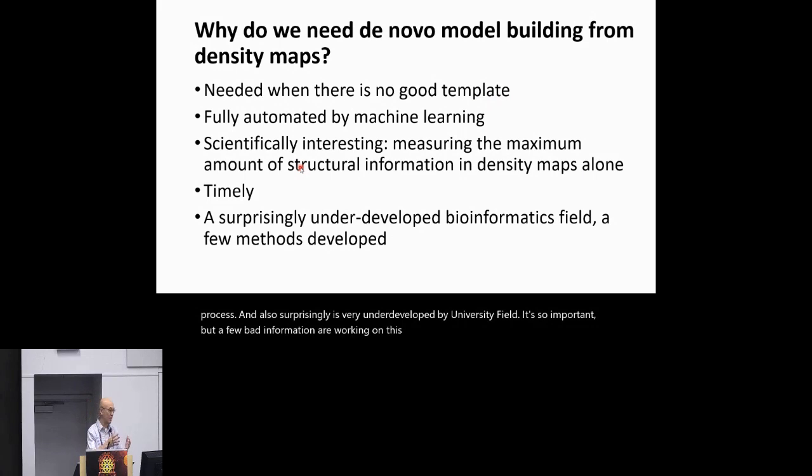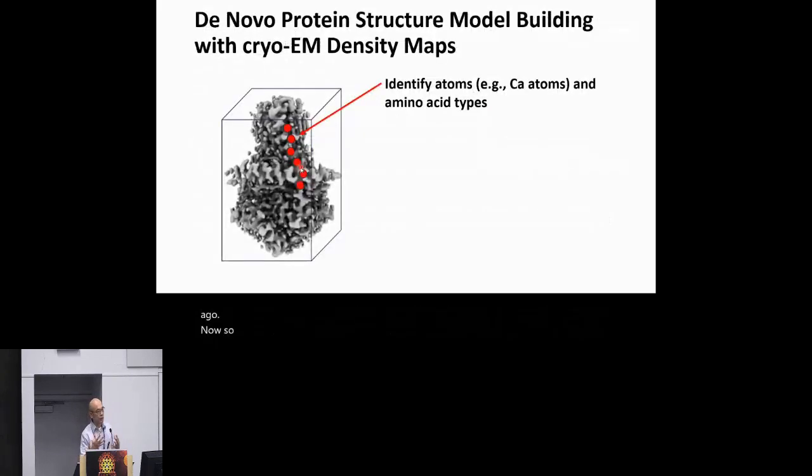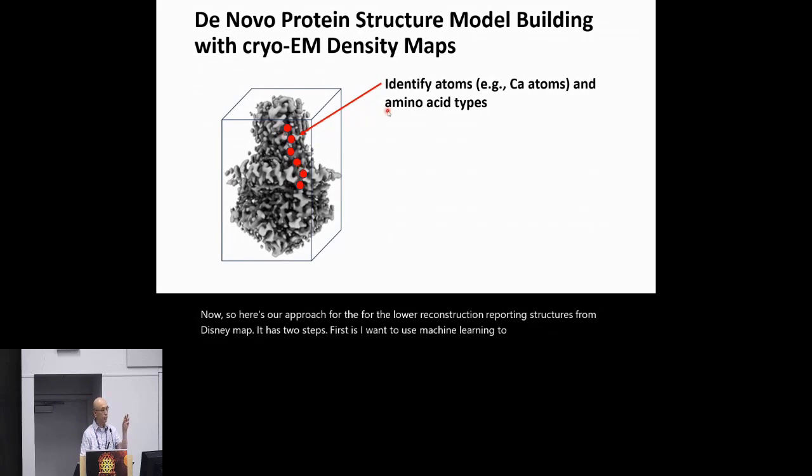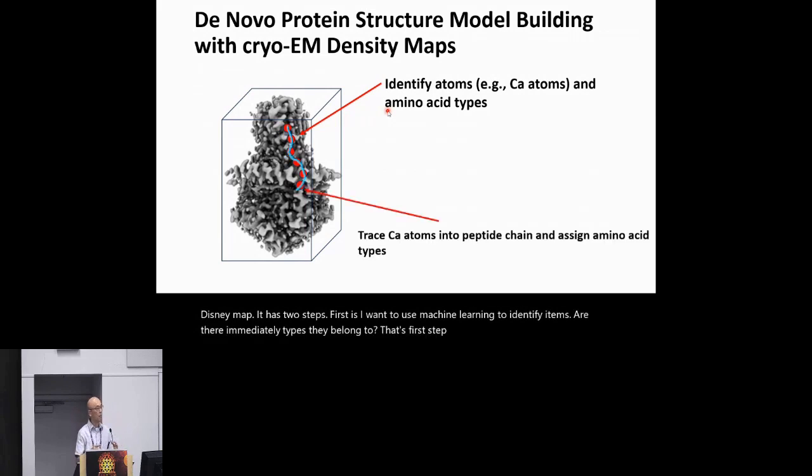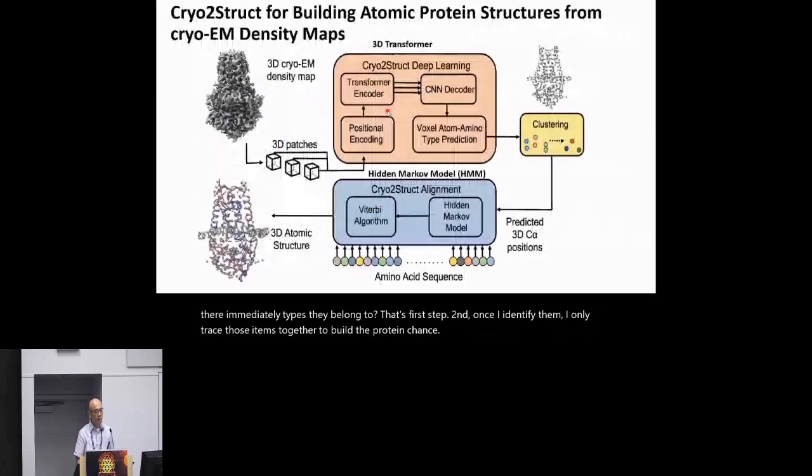We just started working on this 7 years ago. Now, here's our approach for the de novo reconstruction of the protein structures from density maps. It has 2 steps. First, I want to use machine learning to identify atoms and the amino acid types they belong to. Second, once I identify them, I want to trace those atoms together to build the protein chains. And we developed AI methods to do this.